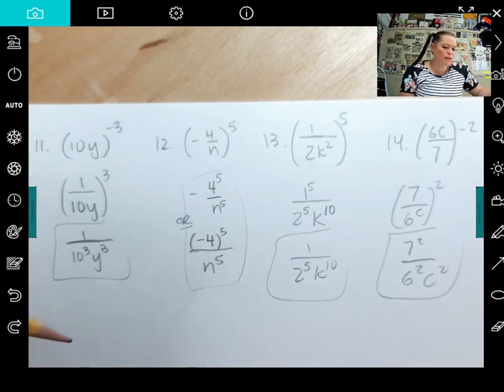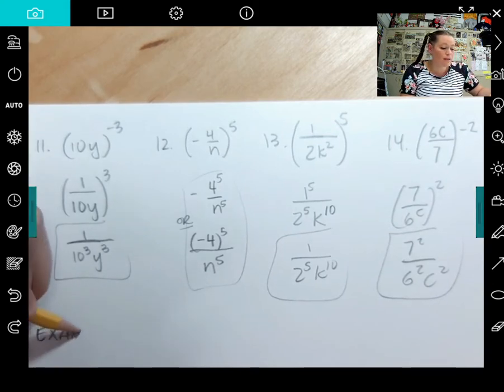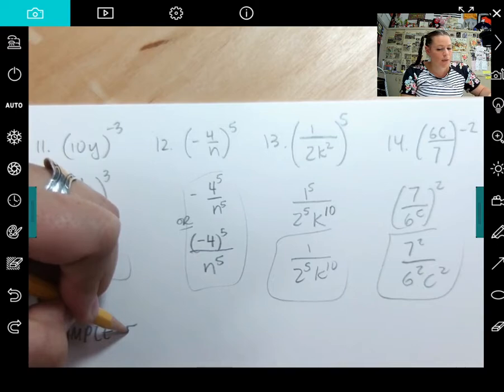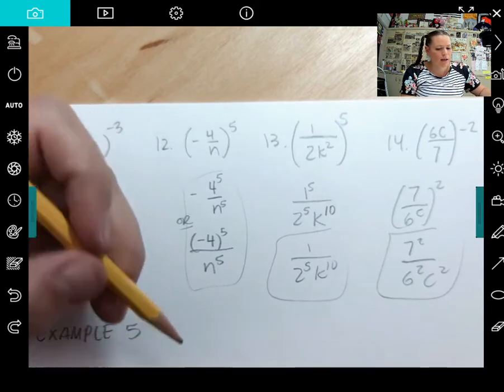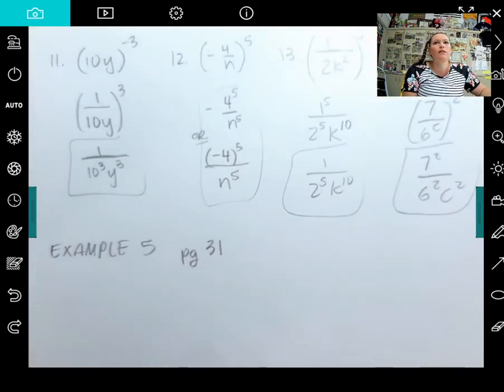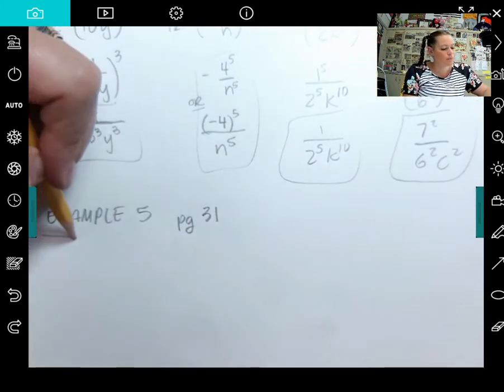So there's one more example that I want to look at with you guys. This is a real world problem, and this does come up where we have to simplify equations. I know we went over it in Math 1 last year, but it got kind of confusing. So this is example 5 on page 31.